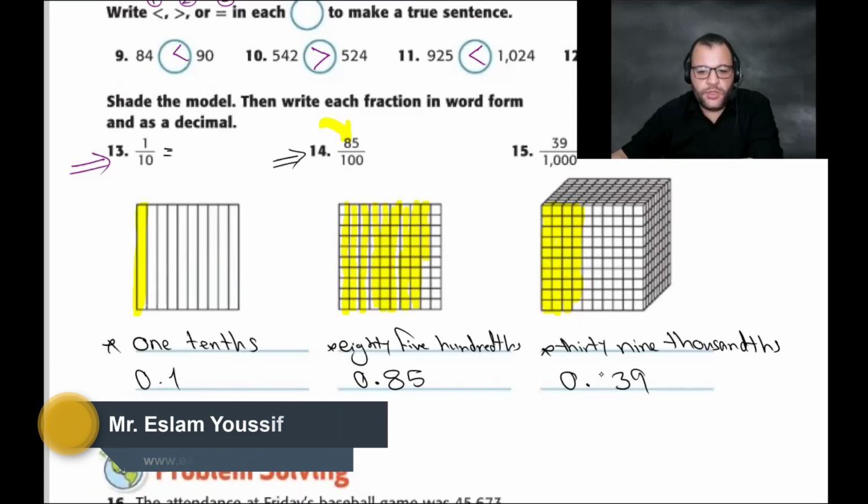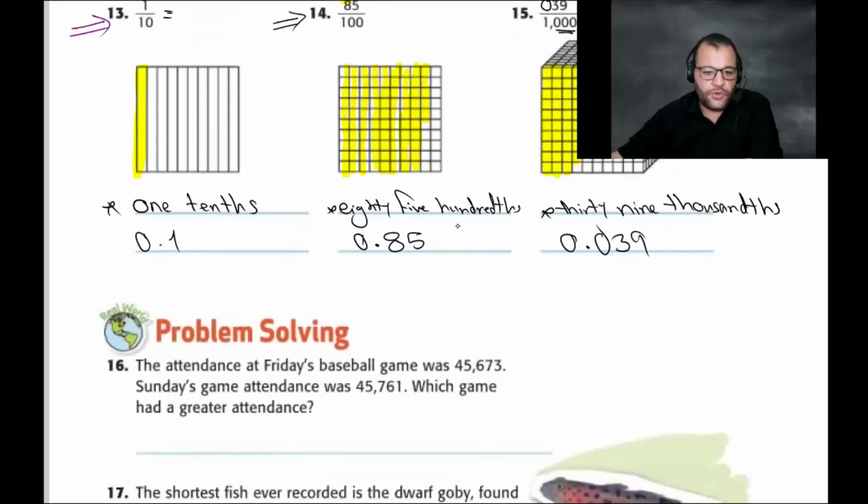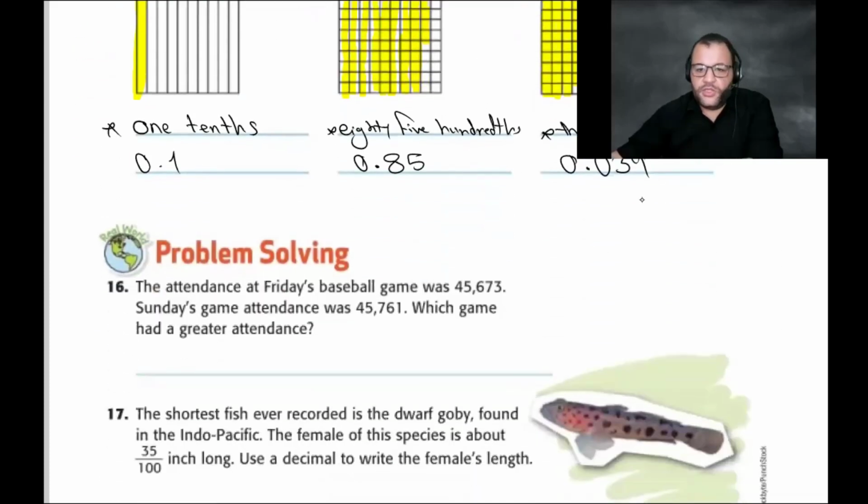Why did I put this one? Because we have 1000, it means we need 3 digits in the numerator. We have 1, 2, so the third digit will be 0. So it will be 0.39. Okay. So who can solve the next one?